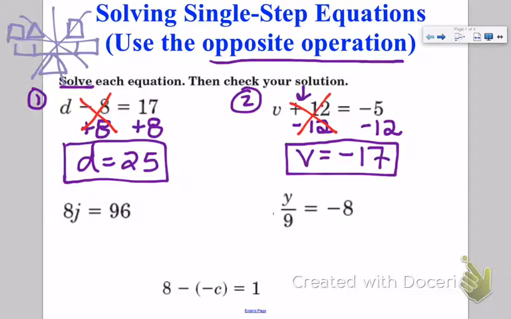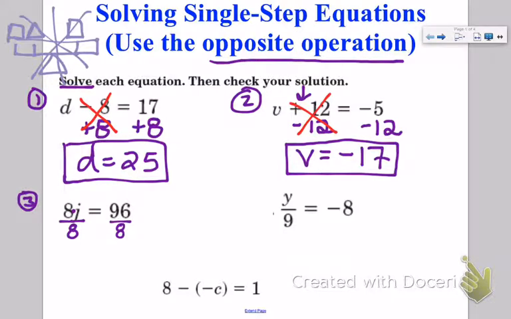If we look at example number 3, we have to look at what operation is happening and how do I get j by itself. 8 is being multiplied by j. So in order to undo multiplication, we have to do the opposite operation, which is division. We're going to divide by that number that's attached to the j. So whatever we do to one side, we must do to the other.